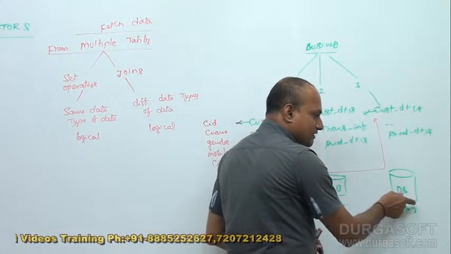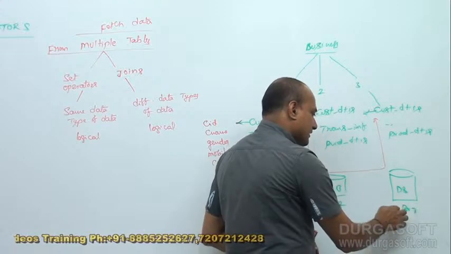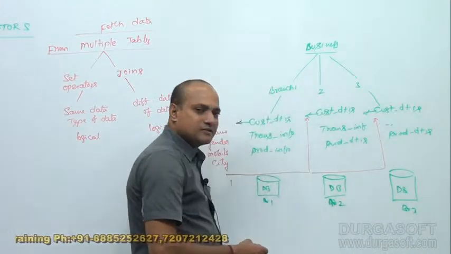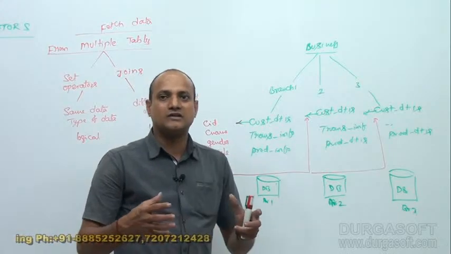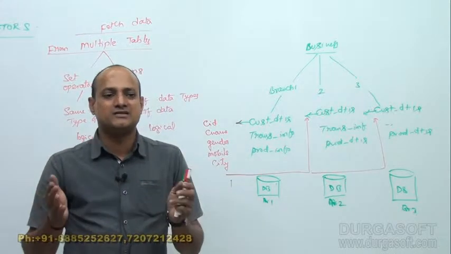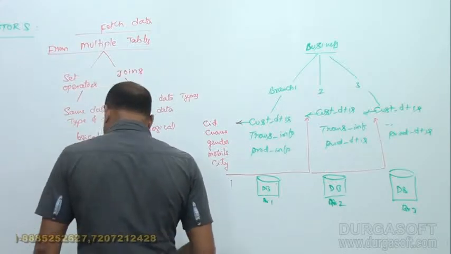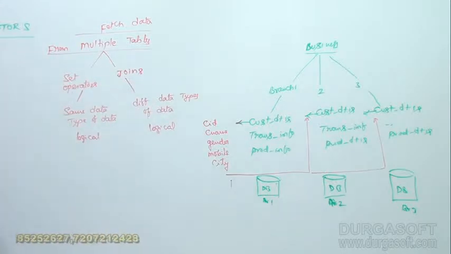Select star from customer details from branch 3. Then it will generate one more output. But I don't want to see these individual outputs. I want to see all 3 outputs as a combined single output. How should I display it? That is done by using set operators.